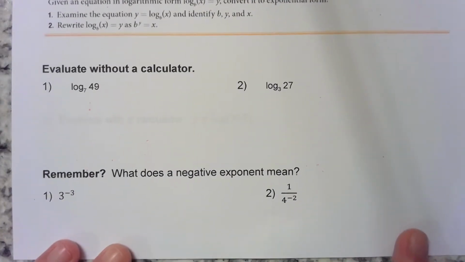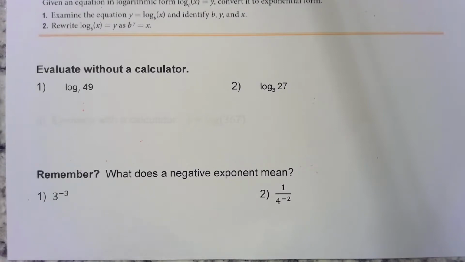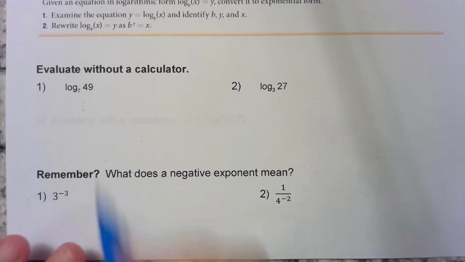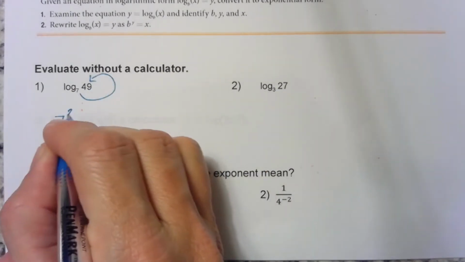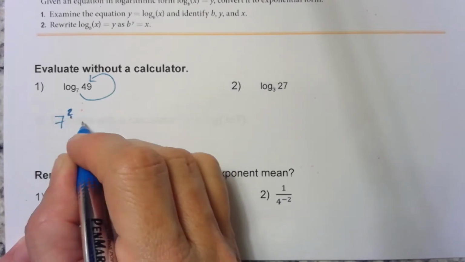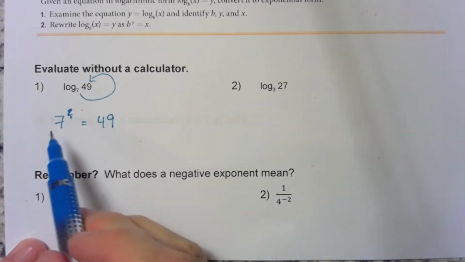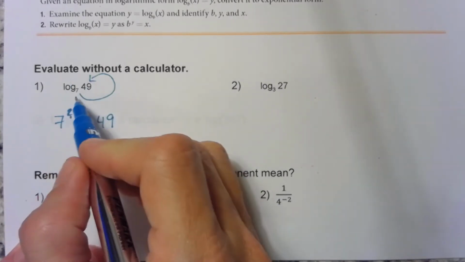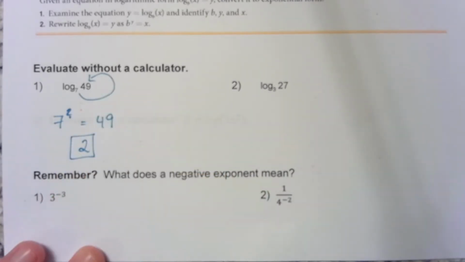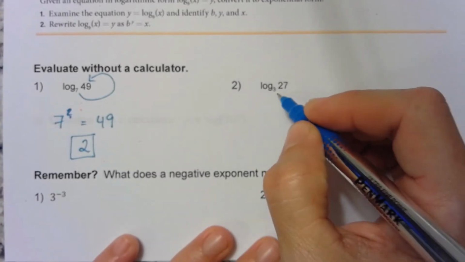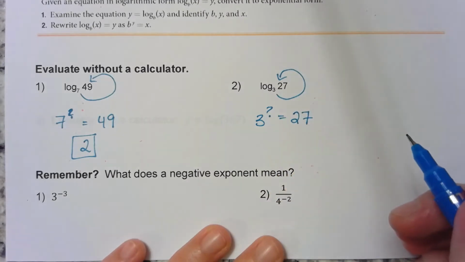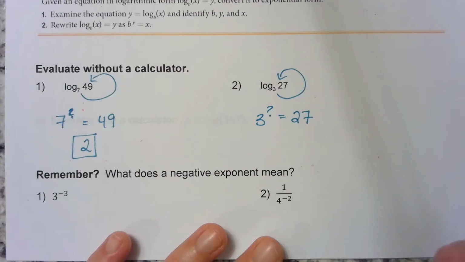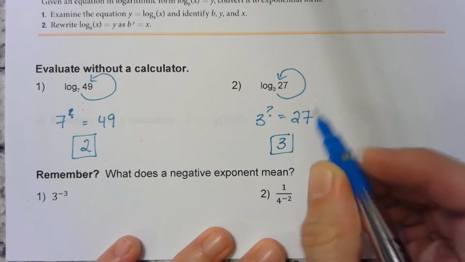So let's do some evaluations. How can we evaluate a logarithm without using a calculator? Well, this first one, if we were to switch this to exponential form, it means 7 to something is 49, right? Well, what is that something? 7 squared is 49, right? So log base 7 of 49 is 2. So what about the next one? It means 3 to something equals 27. Well, 3 times 3 is 9. 9 times 3 is 27. So 3 to the third power is 27.